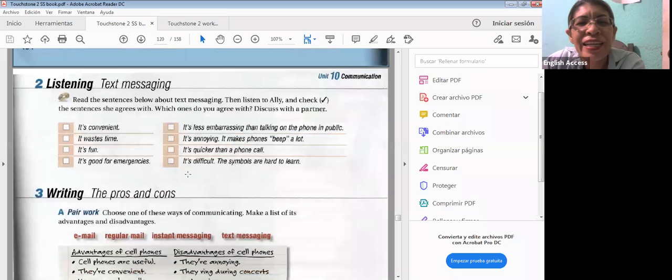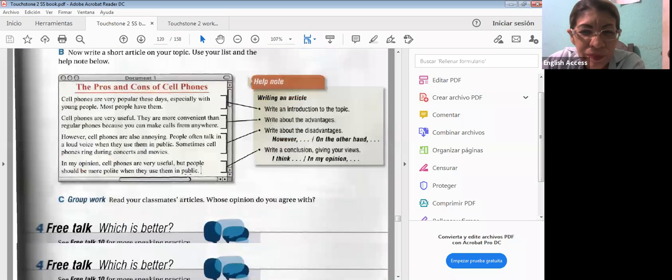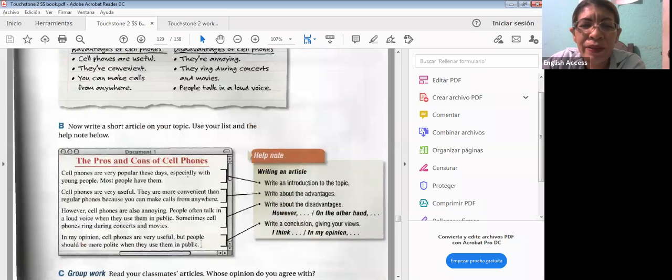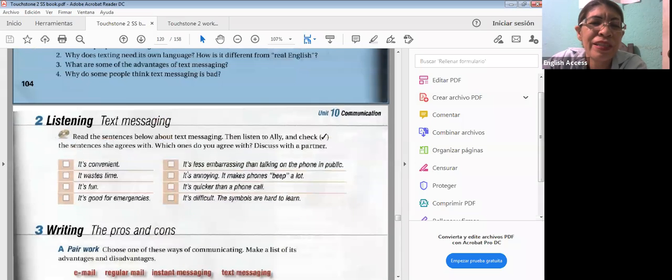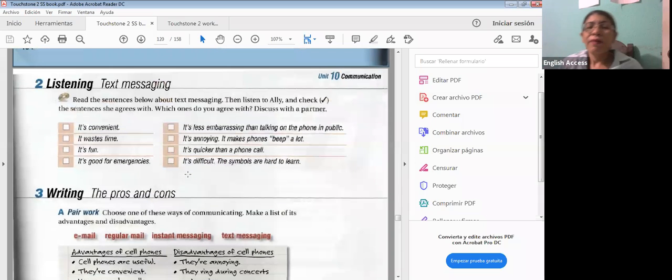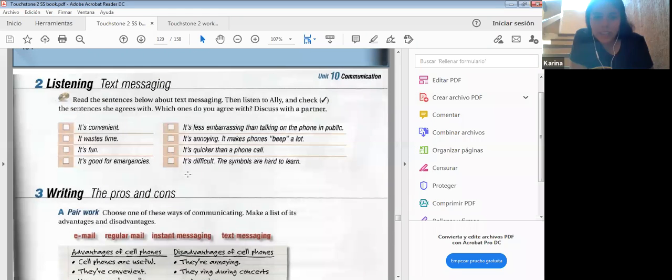Okay, let's go to the next page. So this is page 105. Here we're gonna listen to a conversation. It says, read the sentences below about text messaging. Then listen to Ali and check the sentences she agrees with. Which ones do you agree with? Discuss with a partner. First of all, what does agree mean?